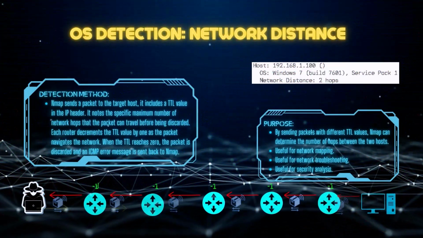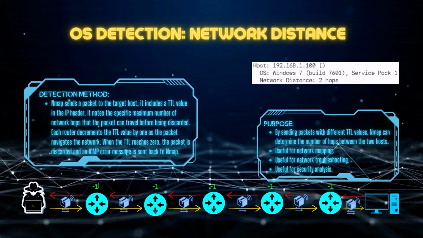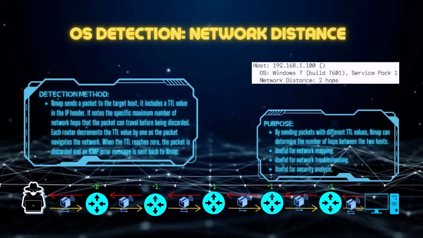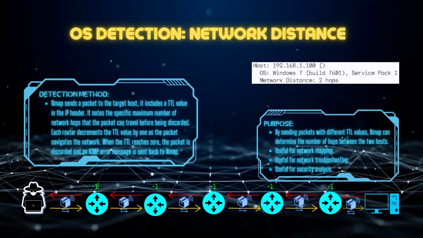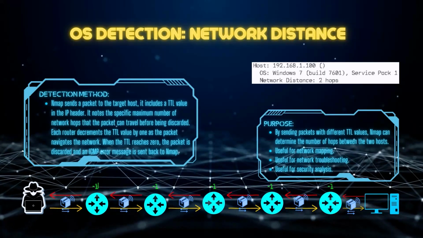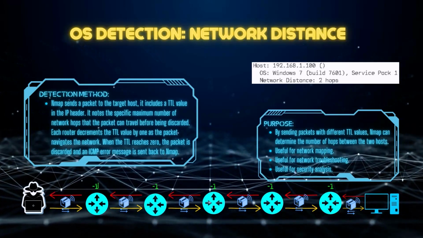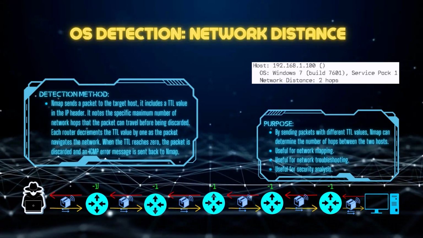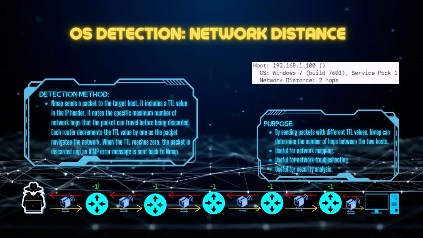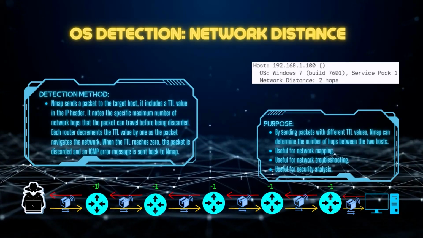Network distance. Network distance is a measurement of the number of hops between the scanning machine and the target host. The hop count is calculated based on the number of routers that are encountered on the path between the two devices. When scanning a machine on the same network segment, the network distance is 1. If the target is located on a different network, the network distance will be higher, with each additional router adding 1 to the hop count.